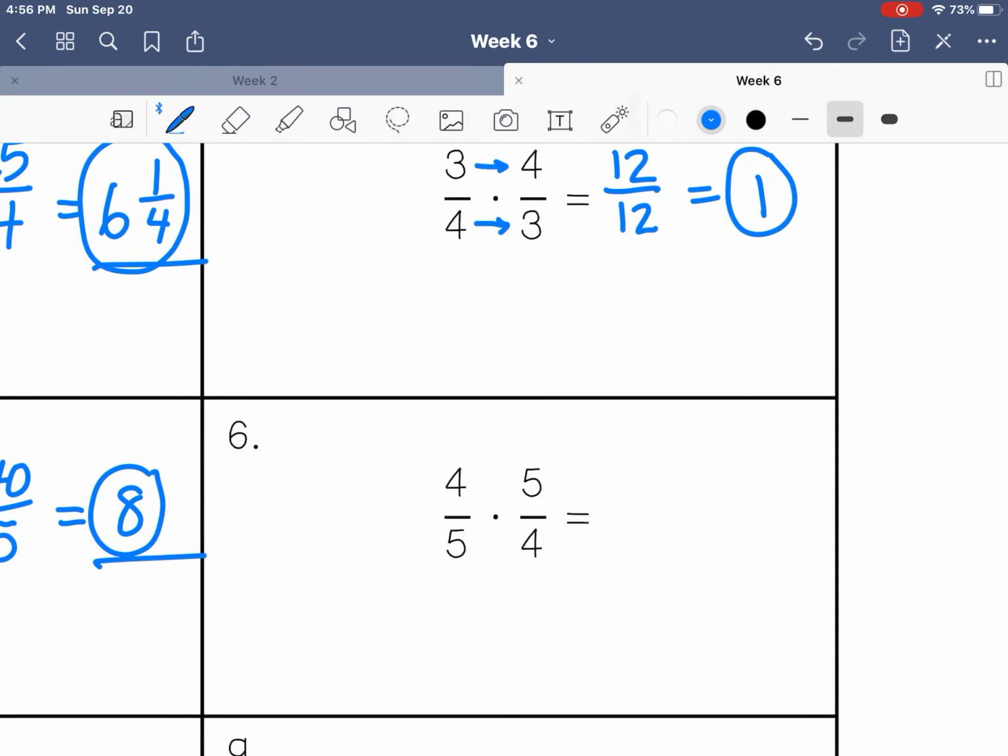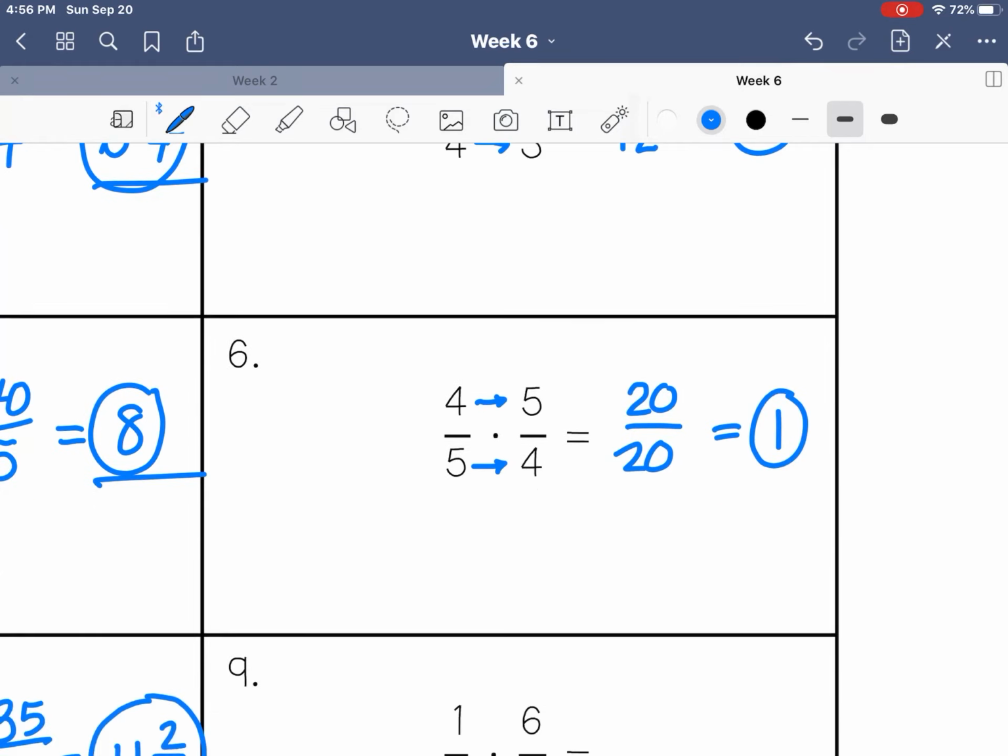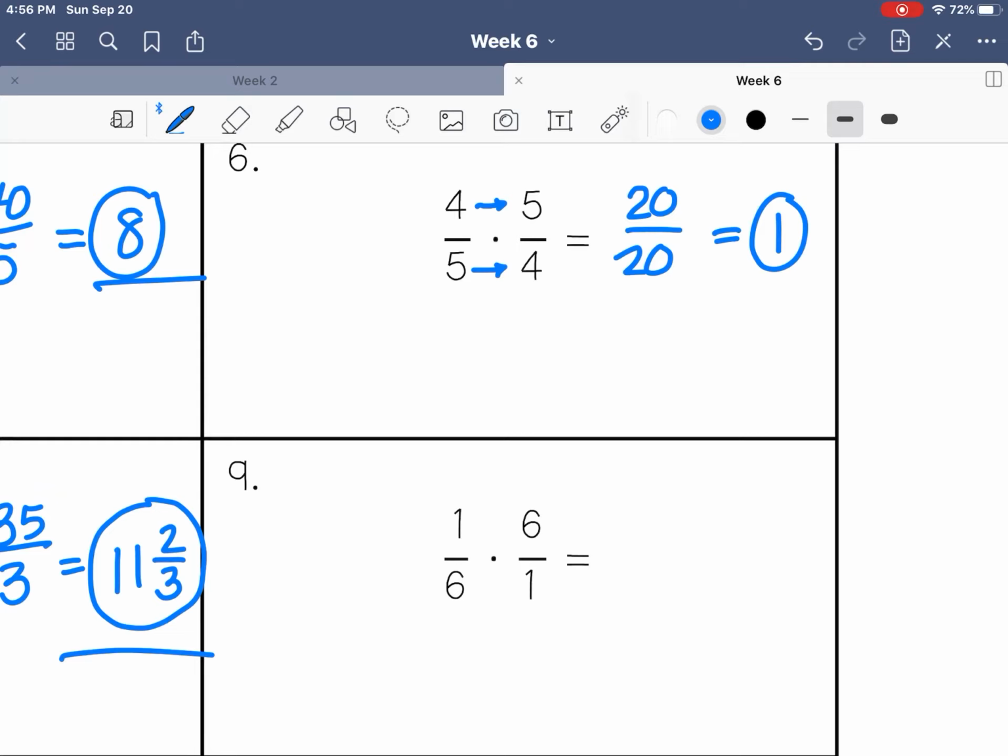Same thing on number 6. 4/5 times its reciprocal, 5/4. 4 times 5 is 20. 5 times 4 is also 20, and 20 divided by 20 is 1. Number 9, 1 times 6 is 6. 6 times 1 is also 6, and 6 divided by 6 is 1.